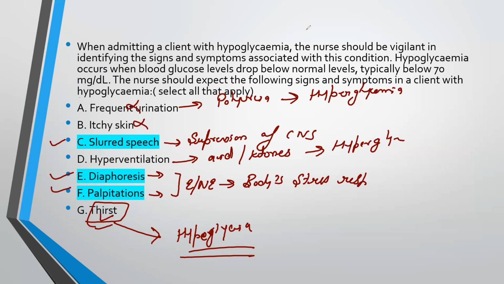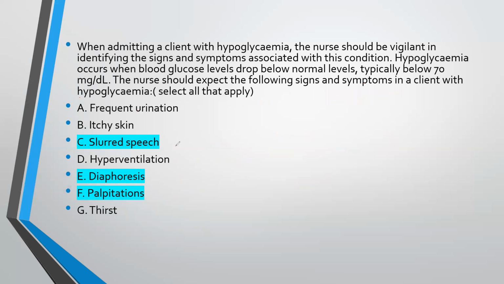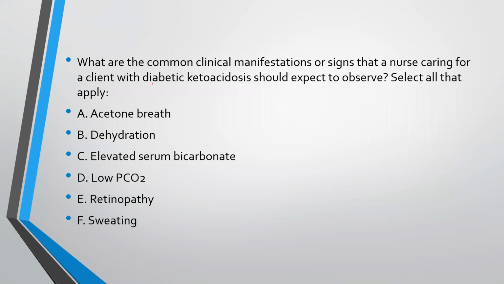And here I have explained the three main options. The right answer, slurred speech, diaphoresis, and palpitations. Next, let's move to our next question. What are the common clinical manifestations or signs that a nurse, the RN, caring for a client with diabetic ketoacidosis should expect to observe? Select all that apply. So it is also a SATA-based question.